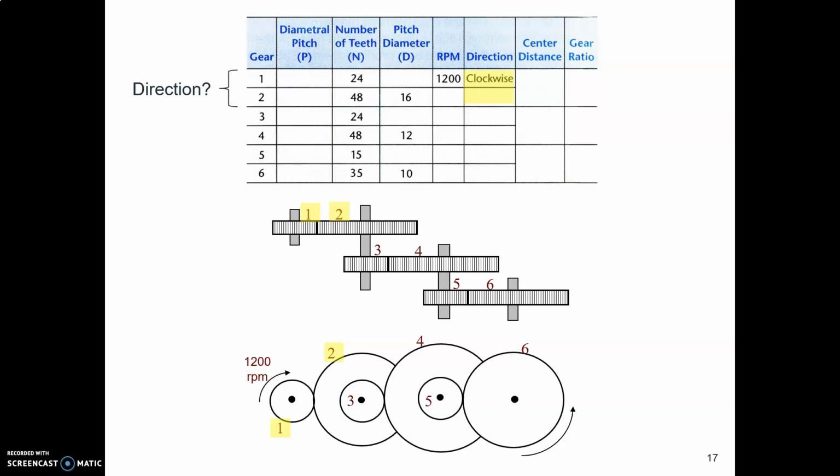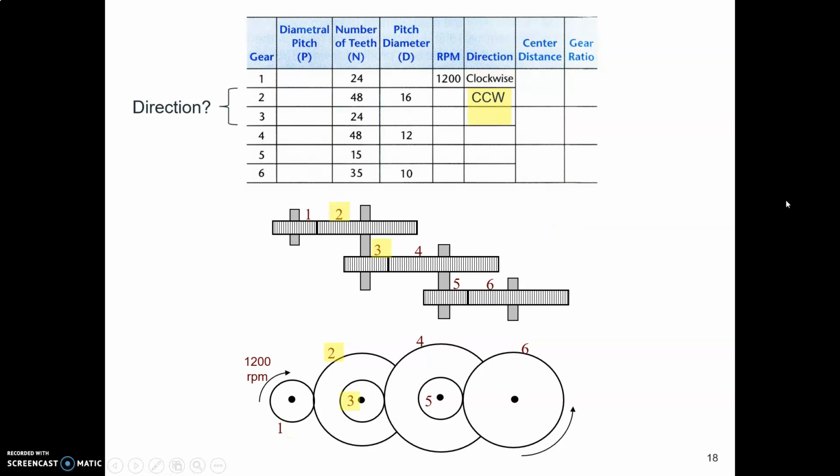Gears 2 and 3 are on the same shaft. So what do we know about that? Gears on the same shaft are turning the same speed and the same direction. So if gear number 2 is going clockwise, what is gear number 3 doing? It has to be clockwise as well. Now, let's see, so there's the direction. Did we miss anything? No, I guess we didn't.